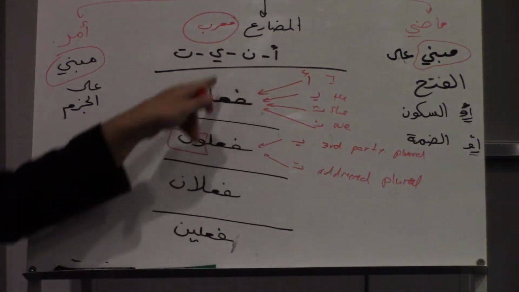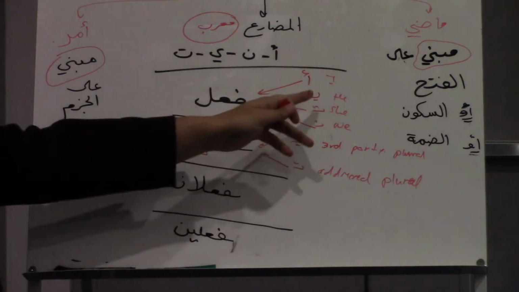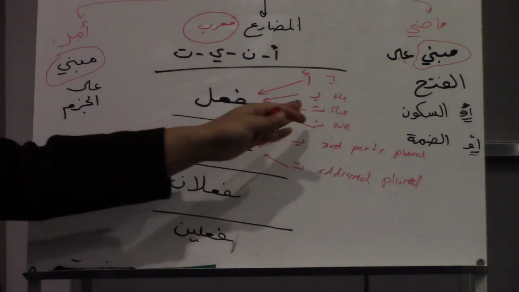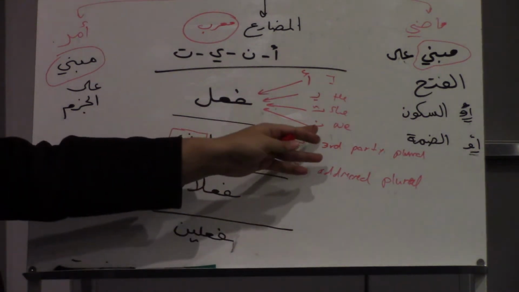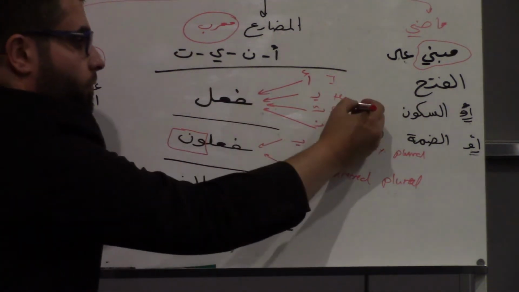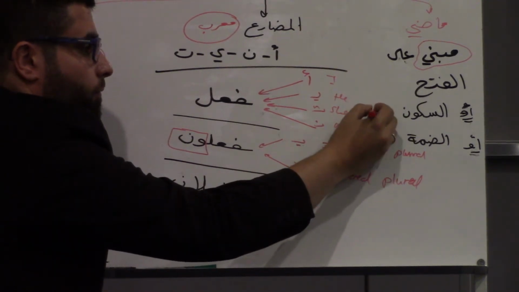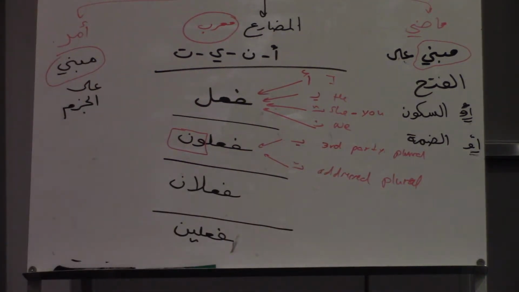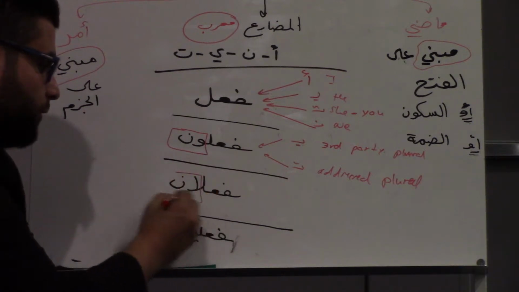So af'al, I do it. Yaf'al, he does. Taf'al, she does. Naf'al, we do. Right? Taf'al can also be used for you. So anta taf'al, I can also talk about you. Right? Or it can be she. Hiya taf'al. Alright.